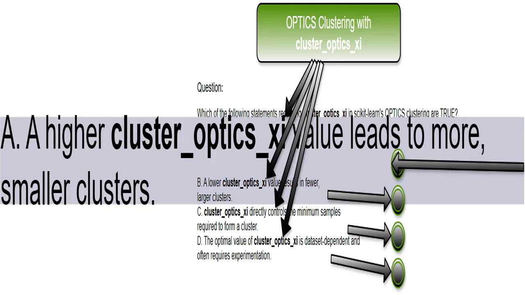Statement A says that a larger cluster_optics_xi will result in more, smaller clusters. That's correct. With a higher cluster_optics_xi the algorithm becomes more strict about what it considers a cluster. Only points very close in reachability distance will be grouped. This is like using a very fine mesh net. You'll catch lots of little fish, small clusters, but maybe miss some bigger ones.